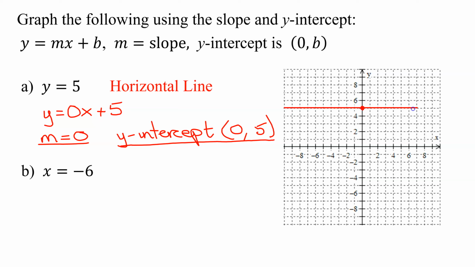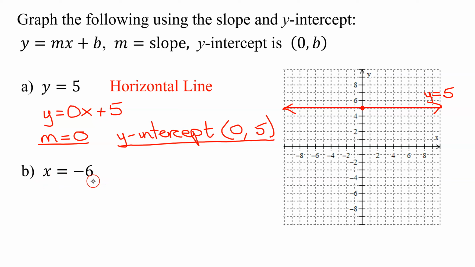So here is my horizontal line going through 0, 5. Don't forget, put arrows on both ends. And that is the equation y equals 5. Now let's move on to our second example.